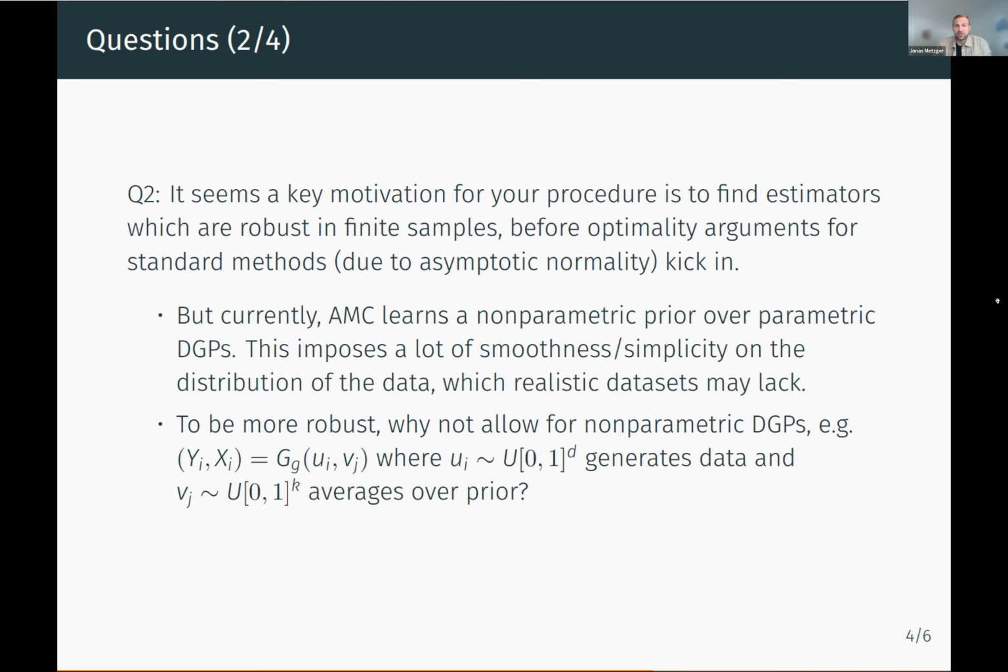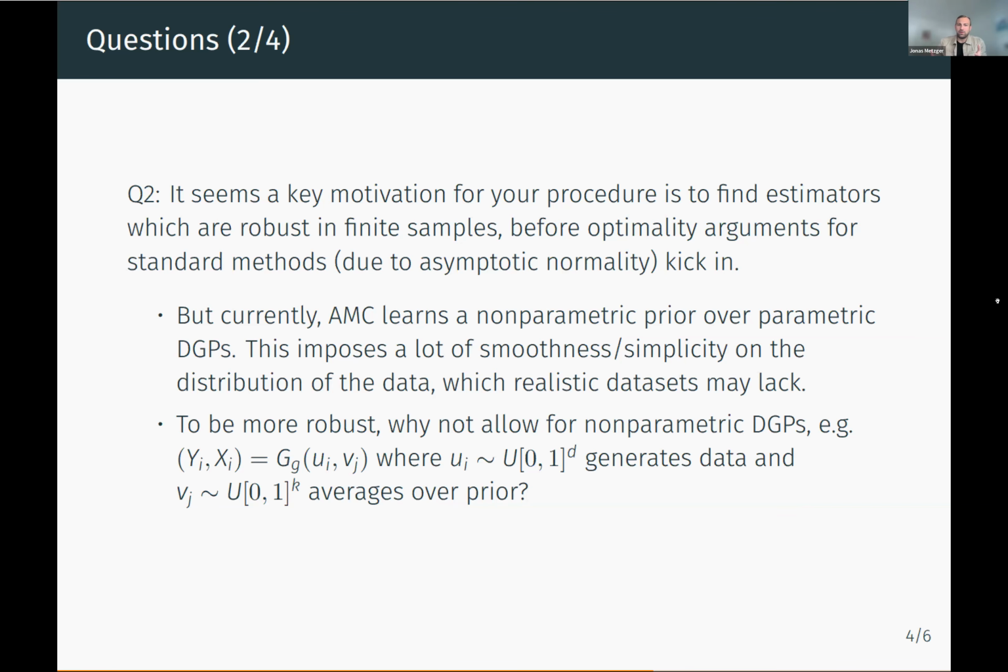And then the second question is that, as I just said, the key motivation for the procedure seems to be, at least for me, to find estimators which are robust in finite samples, before the optimality arguments based on asymptotic normality for standard methods kick in. So we know that some things are optimal in large samples asymptotically, but in finite samples, the world might look very different. And that's maybe not a good space to look for theoretically deriving certain estimators that are great. So I think that is a great setting to look at as a kind of meta learning problem.